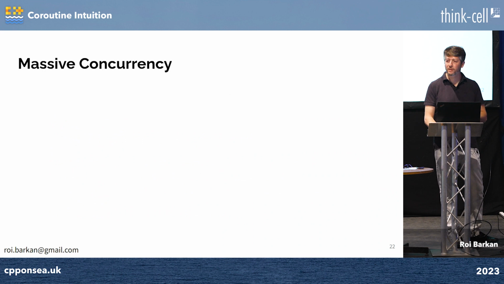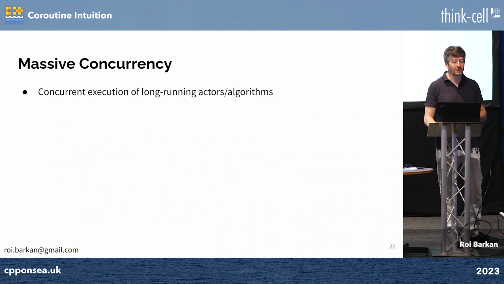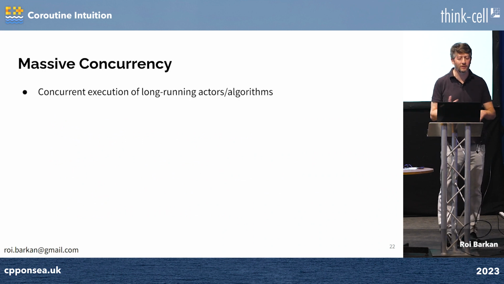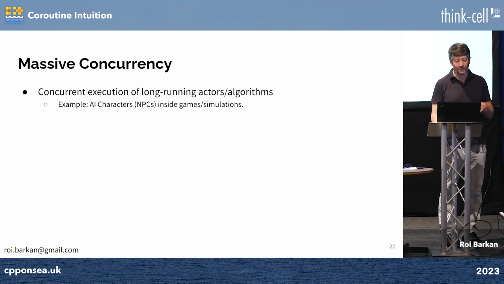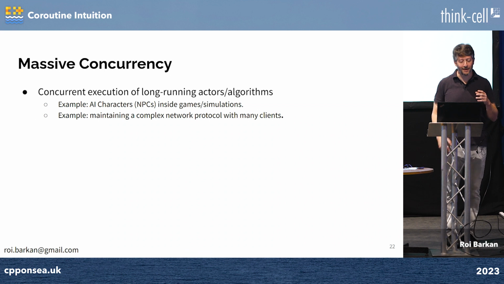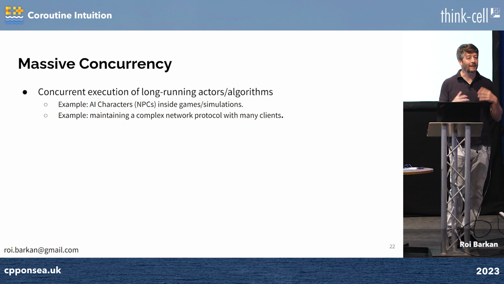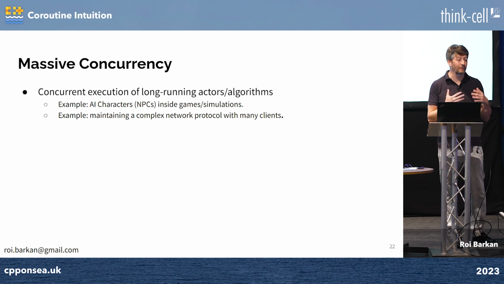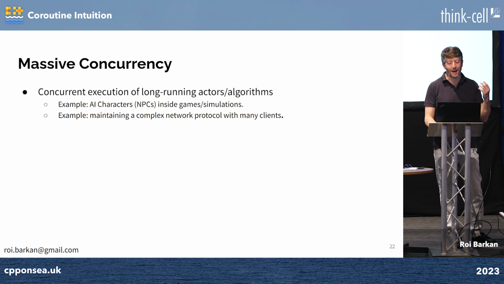Great. Next scenario: massive concurrency. So massive concurrency is when we want to have concurrent executions of tons of long-running actors or algorithms. For example, non-player characters in games or simulations. There are also other examples, like if you want to maintain a server that communicates with many clients, and every client is running a very complicated protocol, a very complicated state machine of sorts, and you want to manage all of them. You want to think of them as though they are pieces of code that are running concurrently.